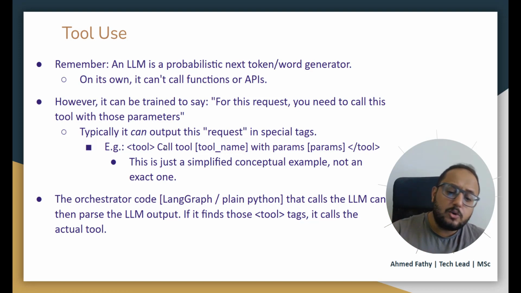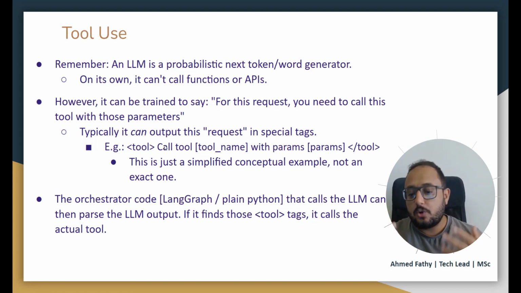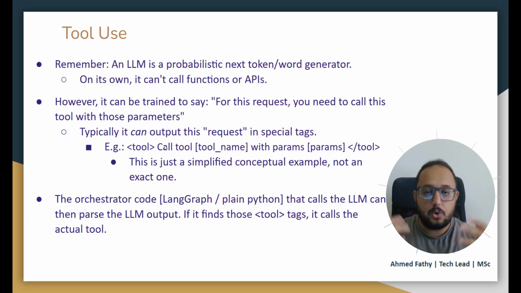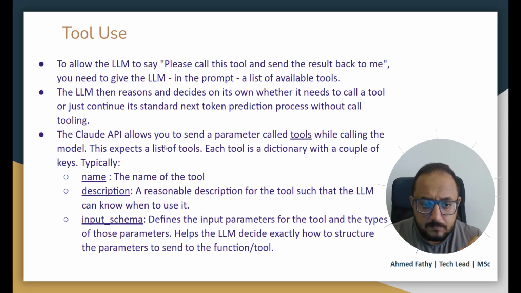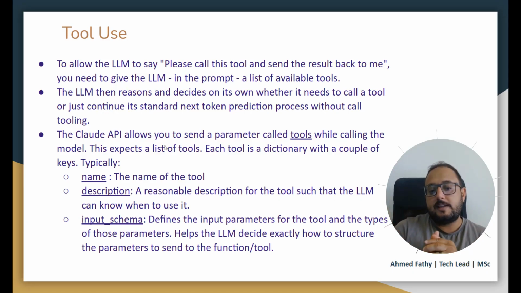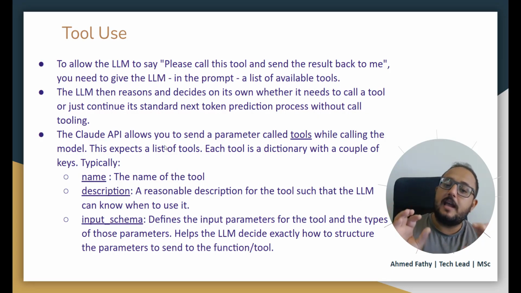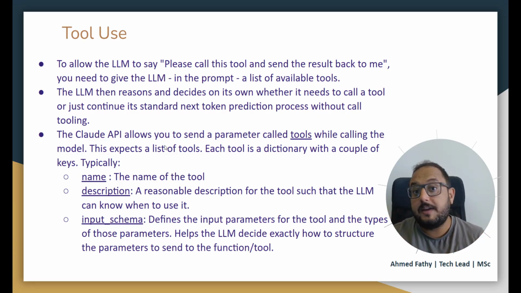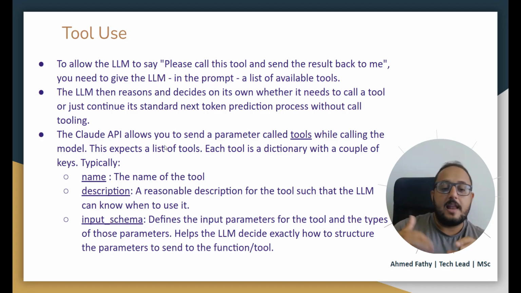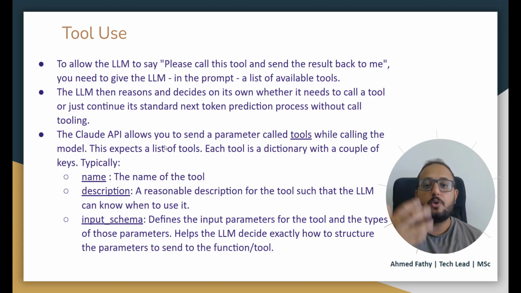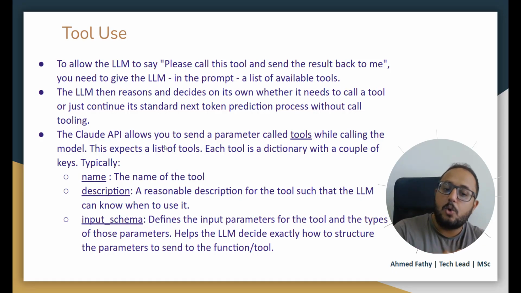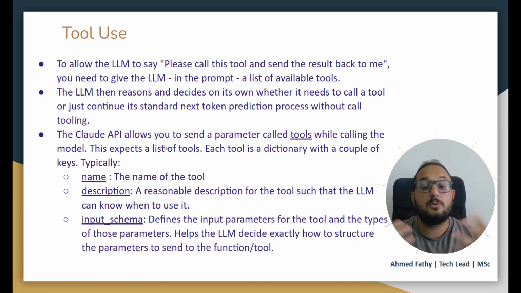Okay, so the orchestrator code can be LangGraph or plain Python that calls the LLM, and can also parse the LLM output. If it finds those tool tags, it calls the actual tool. Okay, nice. Now, to allow the LLM to say, please call this tool and send the result back to me, you need to give the LLM in the prompt a list of available tools, right? The LLM then reads your prompt, reasons, and decides on its own whether it needs to call a tool or just continue its standard next token prediction process without calling a tool.